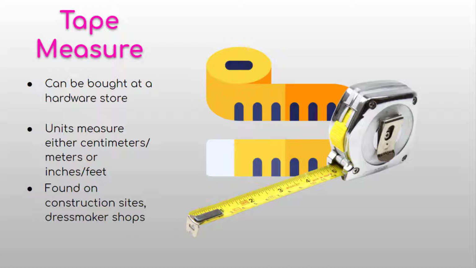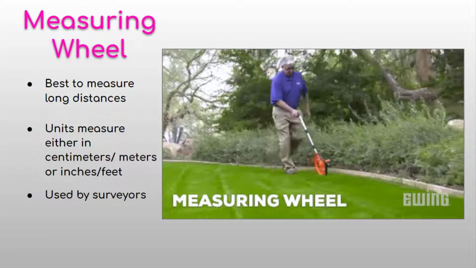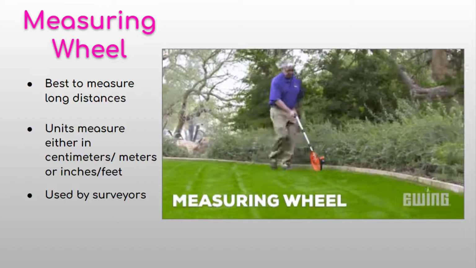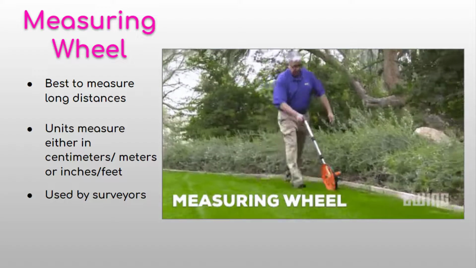What about distances that aren't so easy to measure in meters, like kilometers? For that, we can use a measuring wheel, or what we call the trundle wheel. The trundle wheel is basically a stick on a wheel that we push or pull alongside us to measure distance.